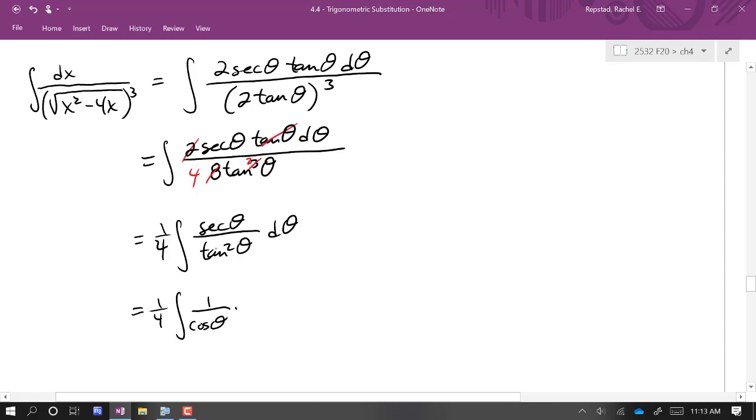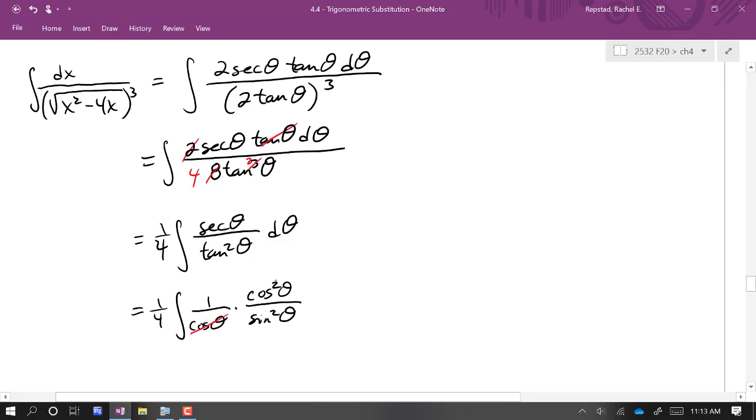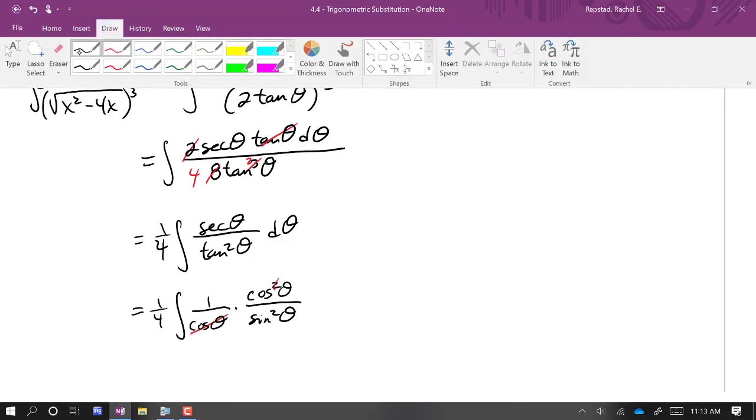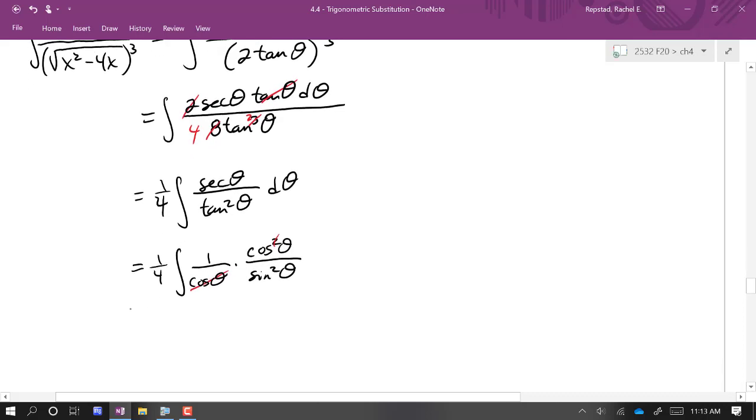And then tangent is sine over cosine. And since it's in the bottom, dividing by sine over cosine means we're multiplying by cosine over sine, but it's squared. So that'll be a cosine squared theta over sine squared theta. We can cancel out the cosine. And we have a couple of ways we could proceed from here.